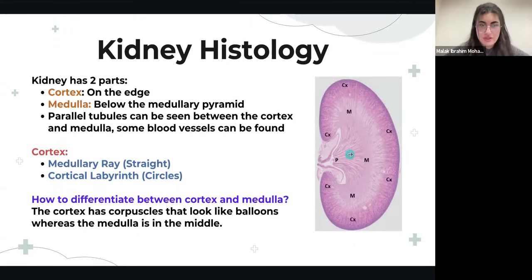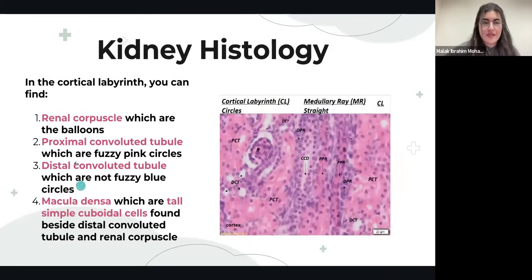Another thing that I want to mention is that in between the cortex and the medulla, you would have parallel tubules. They can be seen between the cortex and the medulla, and you can find some blood vessels in there. That's not really high yield. You don't really need to know this, but know that in the cortex, you would find medullary rays and cortical labyrinth.